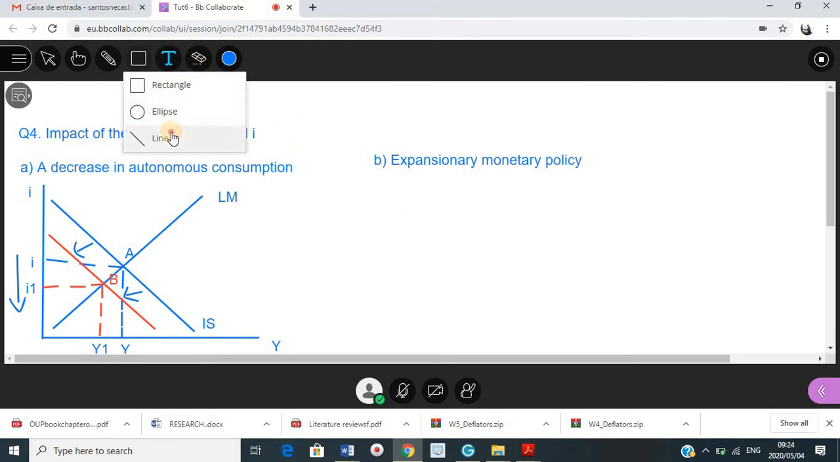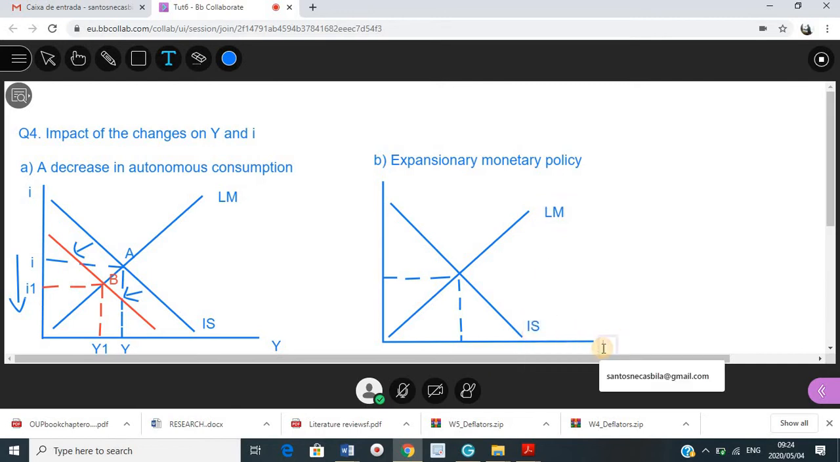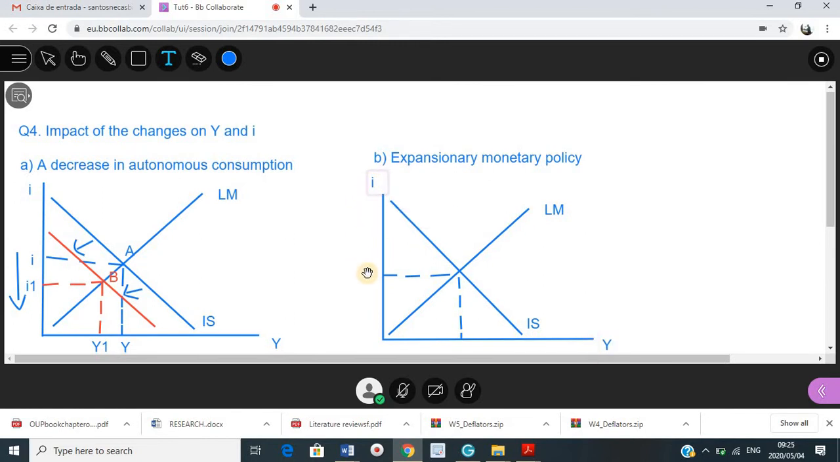Very good. I'll just draw here again to show. Here we have our first equilibrium. Here we have our LM. Here we'll call this IS. Here we'll call this Y. Here we'll call this I.